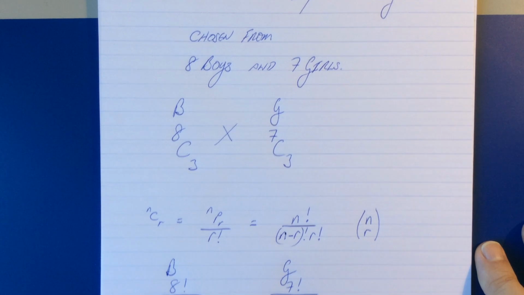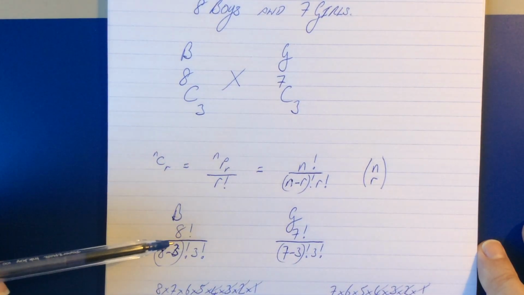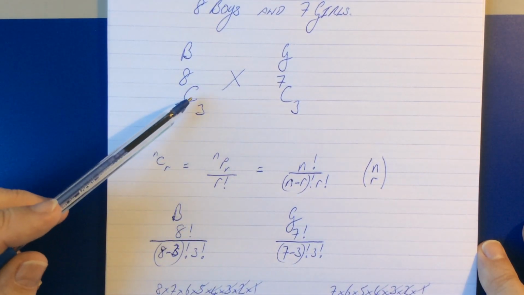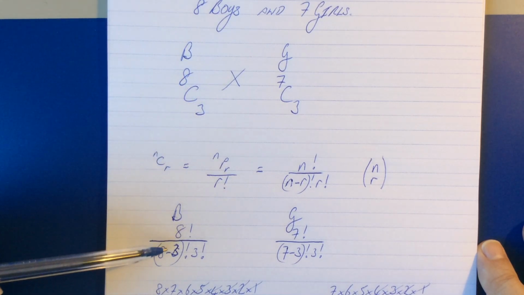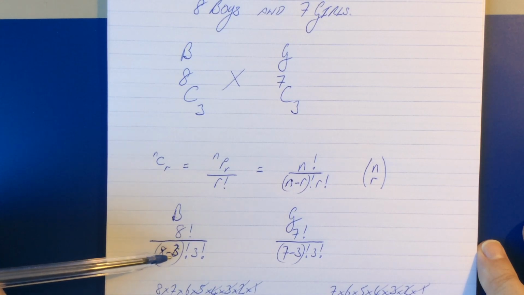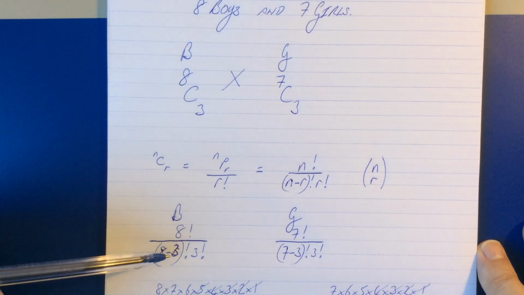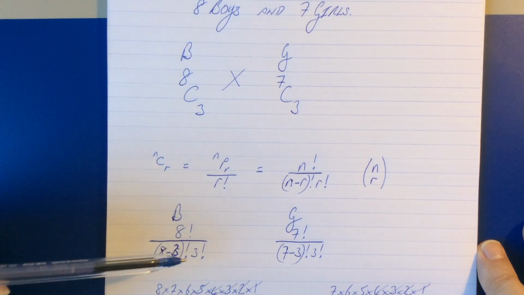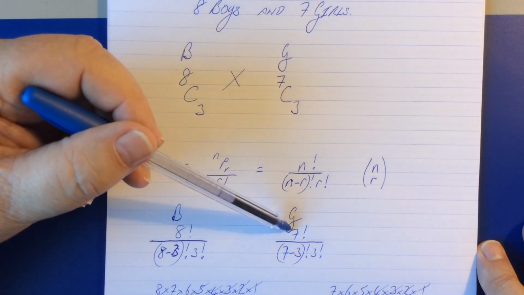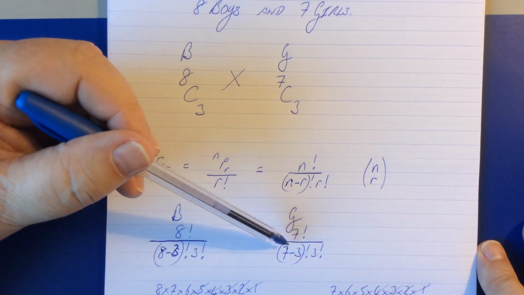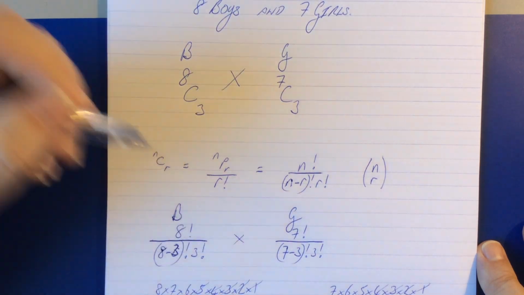Okay, let's get to work. So let's set this all up. We have 8 factorial being our choice of, rather, the group of boys we can choose from, over 8 minus 3, badly written, my apologies, which gives us 5 factorial, obviously, times 3 factorial. Over here we've got the girls, pretty much self-explanatory, I hope, and again we are multiplying.